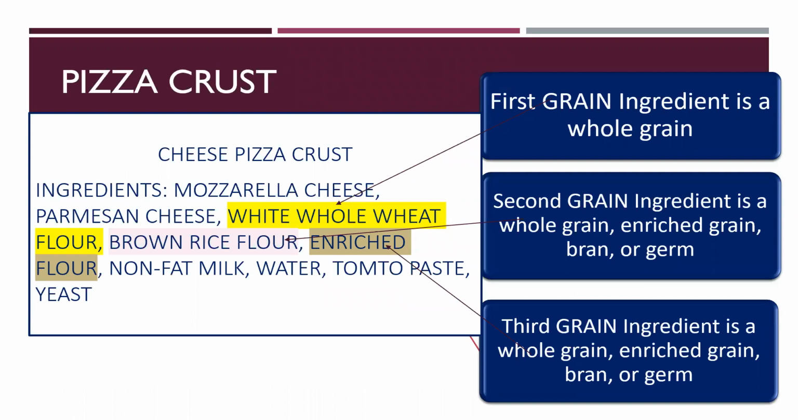In this example, we are looking at an ingredient list for cheese pizza, including the pizza crust ingredient. Using the rule of 3, we see that the first grain ingredient is a whole grain, namely white whole wheat flour. The second grain listed is brown rice flour. Brown rice flour is also a whole grain. The third grain listed in this ingredient label is enriched flour. Enriched flour meets the criteria for an enriched grain.